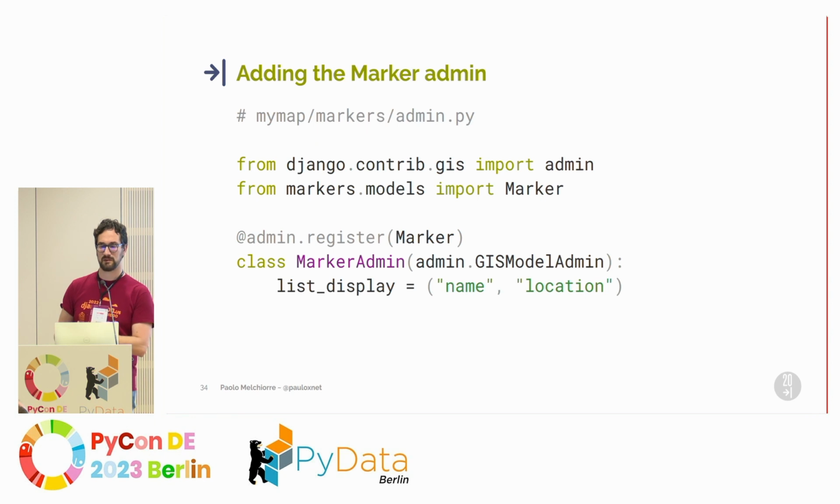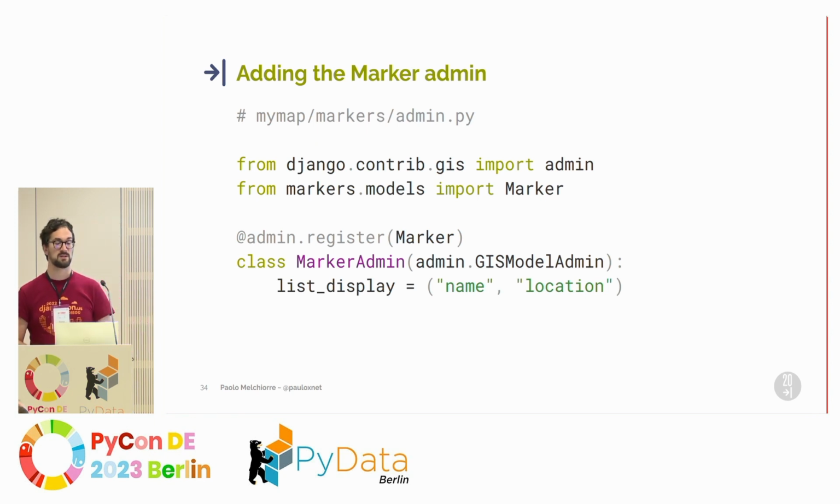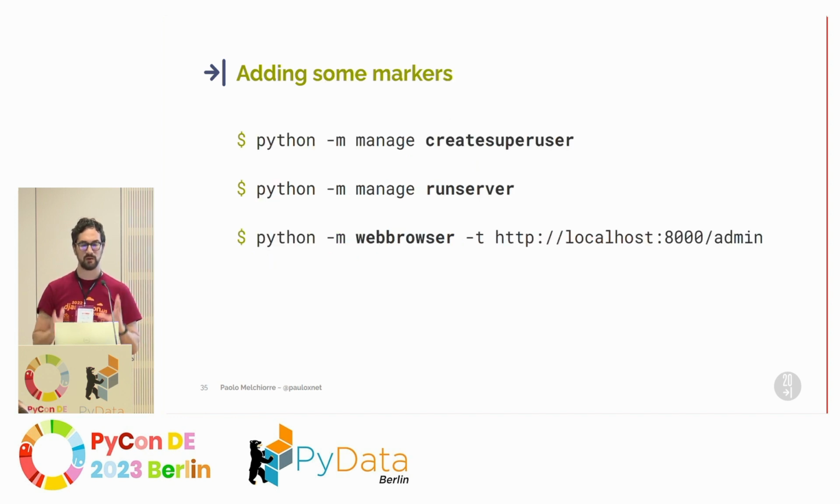To easily insert new markers in the map, we use the Django admin interface. We define a marker admin class by inheriting the GIS model admin class, which uses the OpenStreetMap layer in its widget. We will see it in a bit. We can now create a superuser to access our admin interface. And finally, we can start our Django project with the runserver command and visit our admin section in the browser.